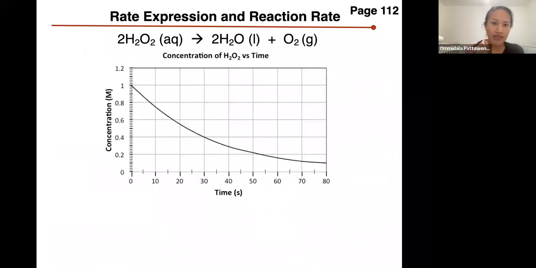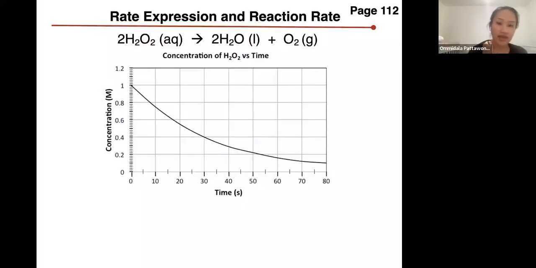Let's take a look at an example so that you understand all that concept better. In this case, we are looking at the decomposition of hydrogen peroxide. We have hydrogen peroxide and it's going to decompose into water and oxygen gas. This graph right here is plotted between the concentration against time, and the concentration that we are looking at is the concentration of hydrogen peroxide.